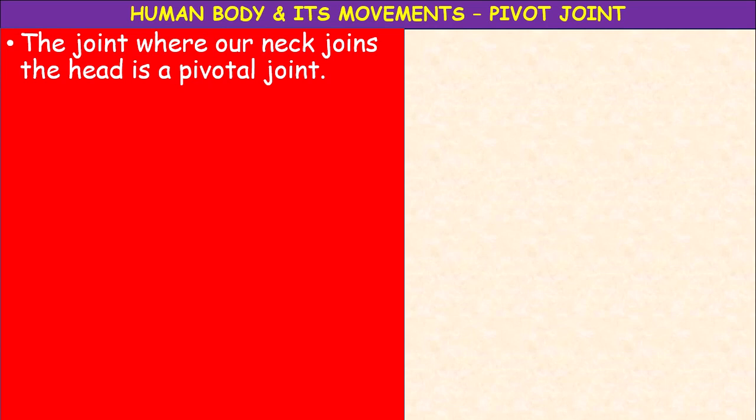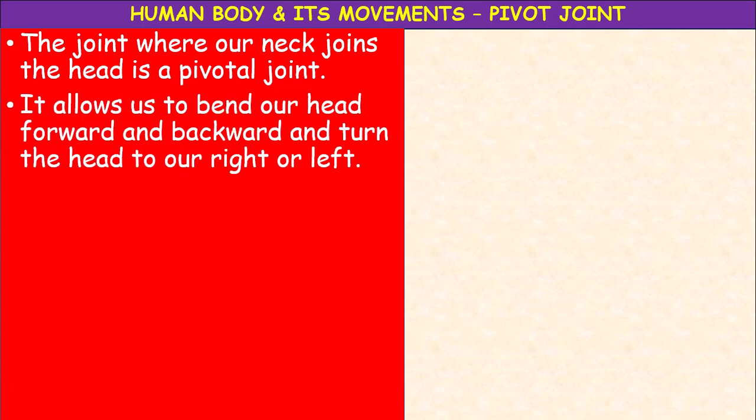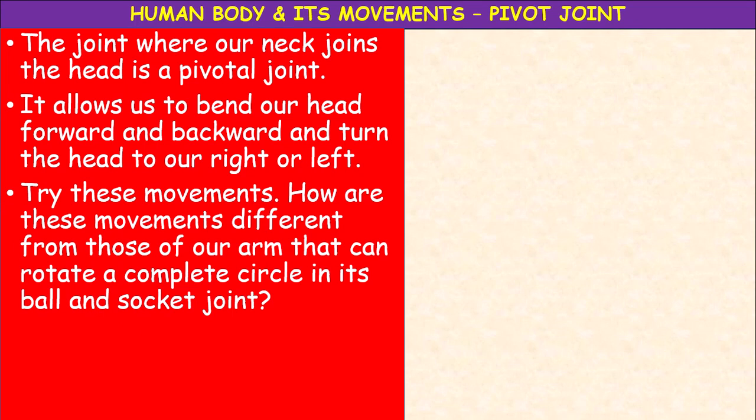So next joint, pivot joint. Pivot or pivotal joint. The joint where our neck joins the head is a pivotal joint. It allows us to bend our head forward and backward and turn the head to the right or left, isn't it? Try these movements.